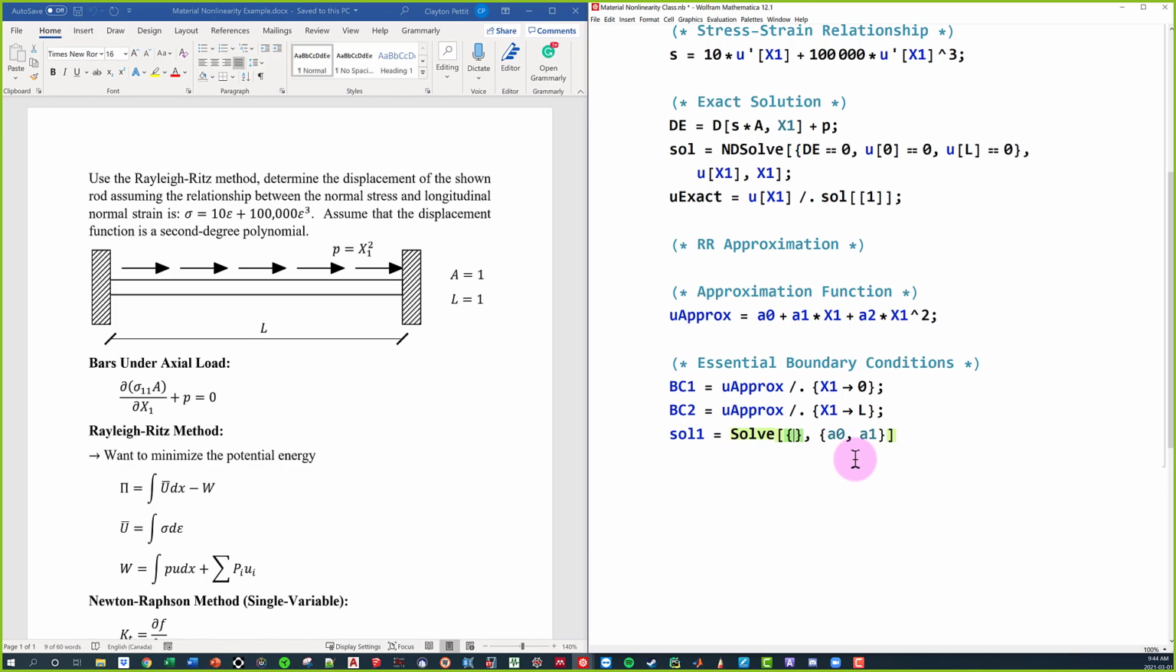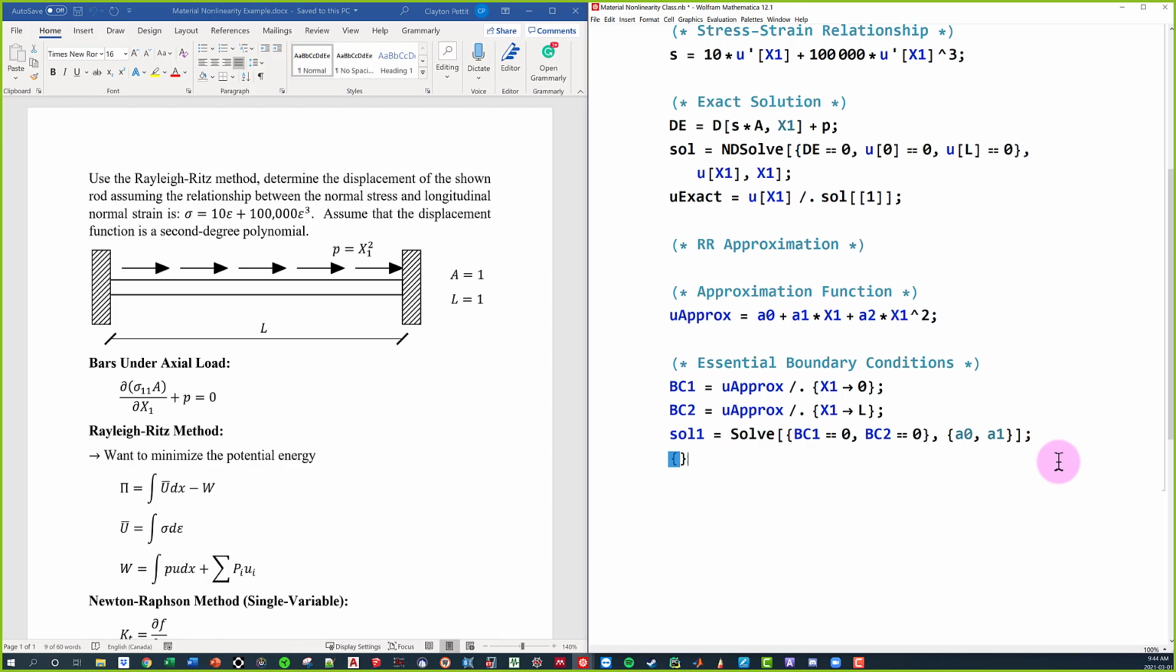And we know that boundary condition 1 has to be equal to 0, because boundary condition 1 is the displacement at x1 is equal to 0. Now, we know that the displacement at x1 is equal to 0 is 0. So boundary condition 1 is equal to 0. Now, the second one, boundary condition 2, is also going to be equal to 0, for the same reason. Boundary condition 2 is the displacement at x1 is equal to L. Well, we know that since it's fixed, it's going to be equal to 0. So this is going to be our solve command.